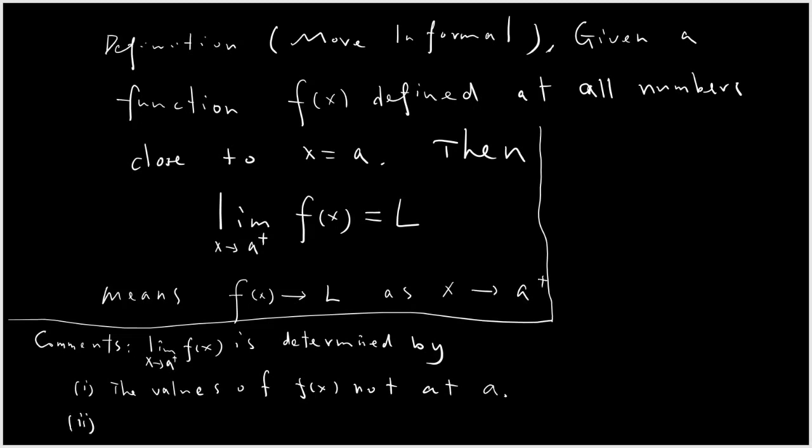Secondly, the second comment, the limit of the function is determined by the values of the function not at a. I did not write anything wrong. I just found out there's a better way to write it. Okay, the limit of the function as x approaches a from the right is determined by the values of the function f of x. I'm going to start the list from here. Okay, the first one is not at a.